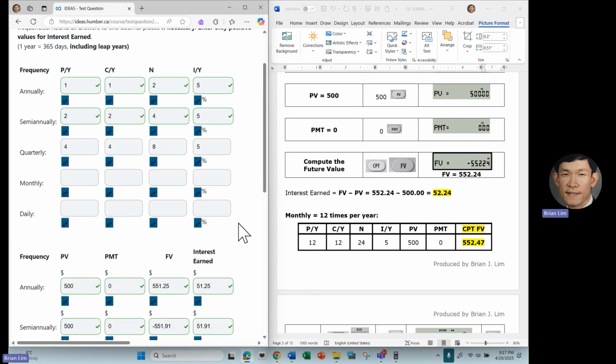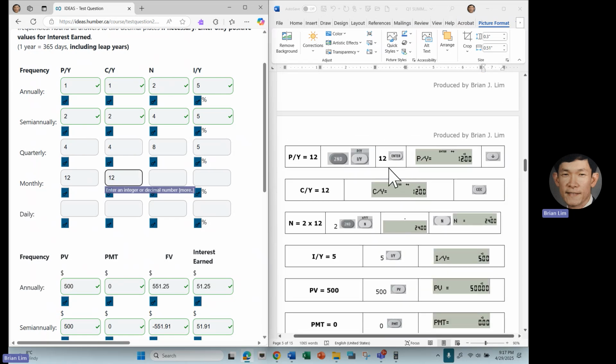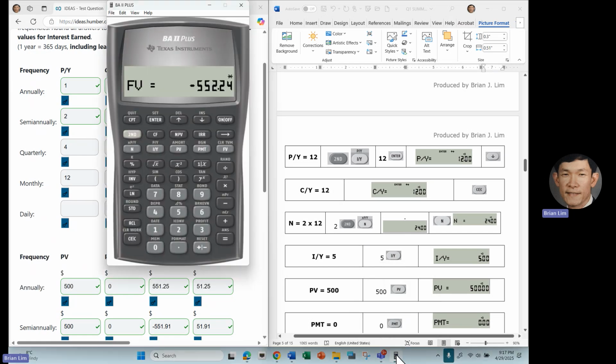Now, monthly, it would be how many times? It'll be 12 times per year. And so PY is 12, and so is CY. Now, we are down here. We go back. We get the calculator up. We go second IY. And then PY is 12. We click on 12, and we click on Enter.